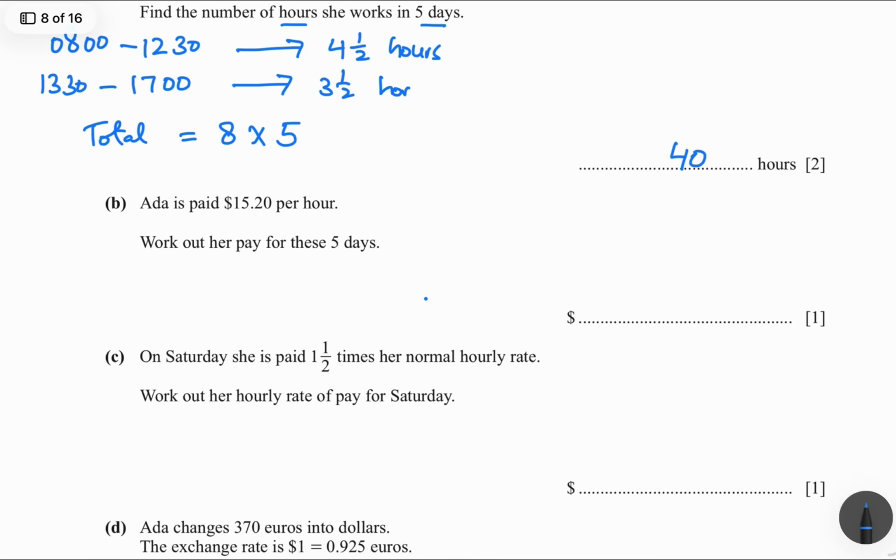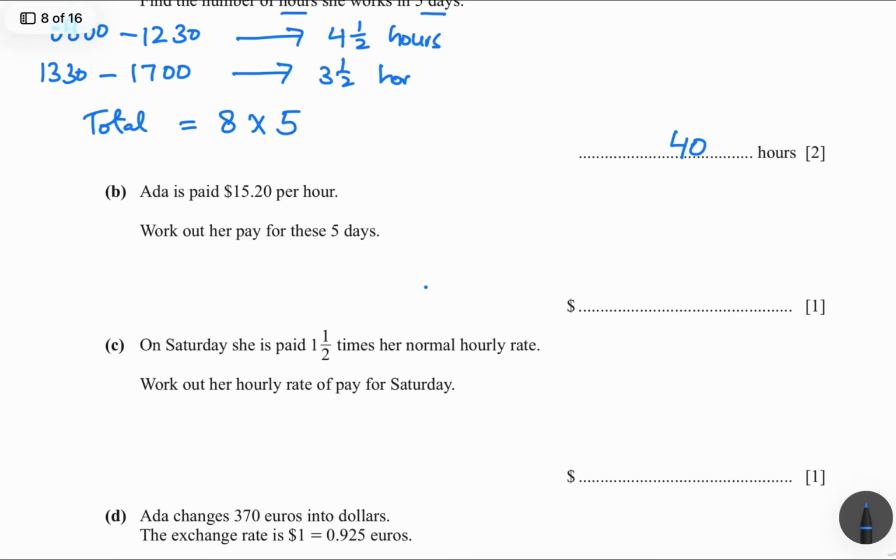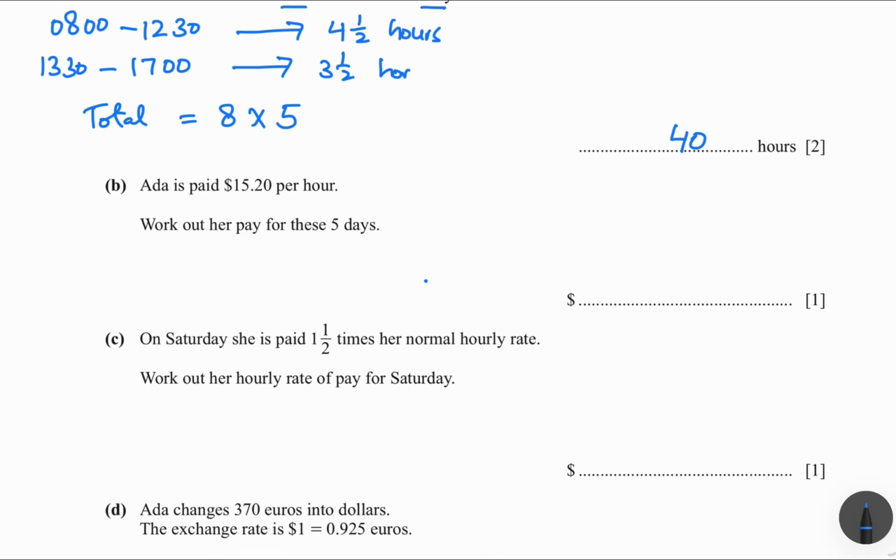Now part B, Ada is paid $15.20 per hour. Work out her pay for 5 days. So this is very simple. She works 40 hours, so 1 hour is paid 15.20. So just multiply and you will get the answer. This is 608.